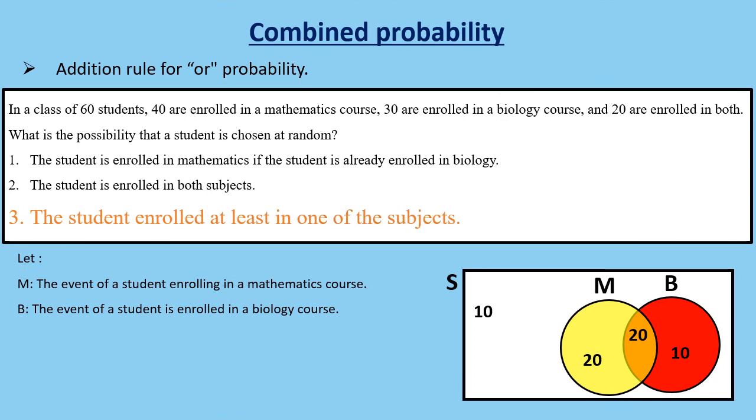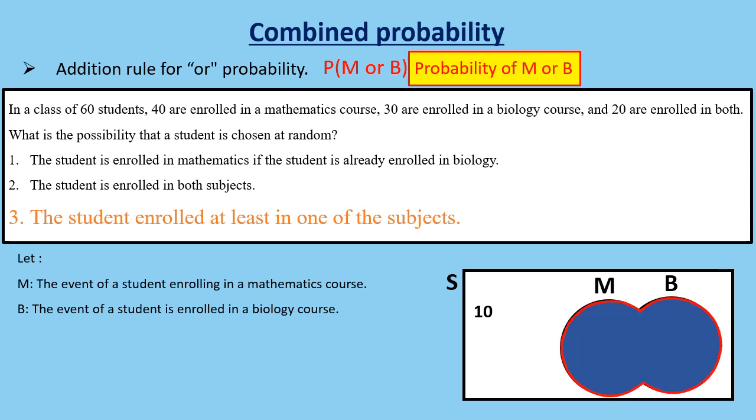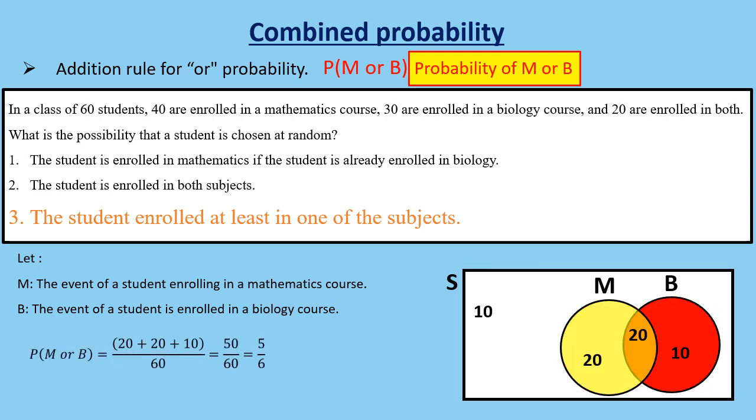The third request of that problem is a classic case for applying the addition rule for OR probability, which we write using mathematical notation as P(M or B), which we read as the probability of M or B. Let us first solve the problem using the Venn diagram before we talk about that rule. Because we are interested in either or both events happening, we are looking at the probability of any outcomes from that area. As a result, the probability of M or B will be equal to the total of 20 plus 20 plus 10 divided by 60, which gives us a probability of 5/6.